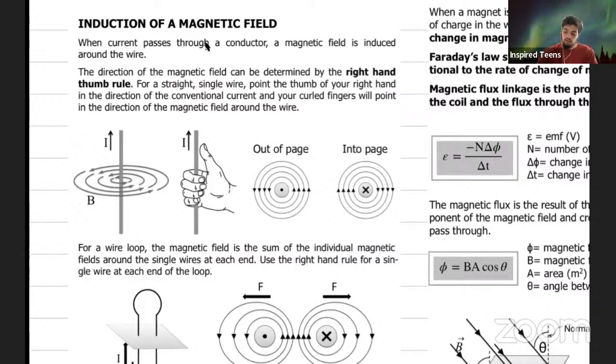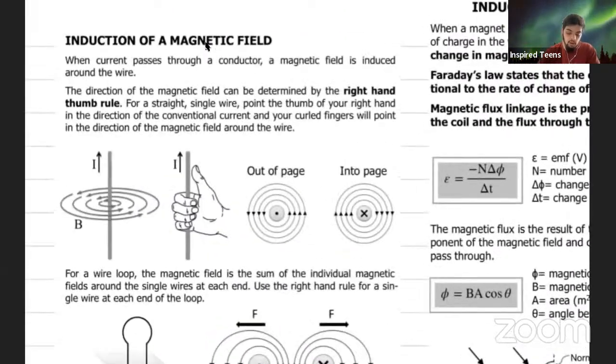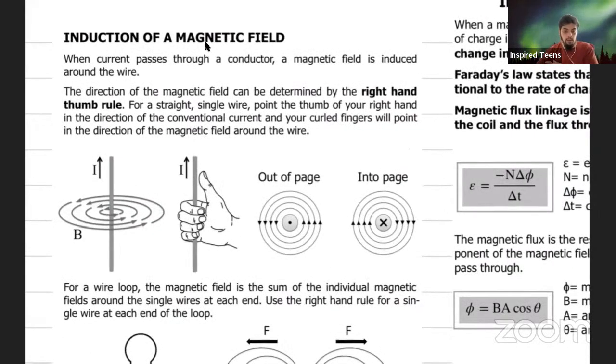So firstly, electromagnetism. We are first going to talk about the induction of a magnetic field. It says when current passes through a conductor, a magnetic field is induced around the wire. So this is through any conductor. If there's current passing through it, a magnetic field is created around it, right?